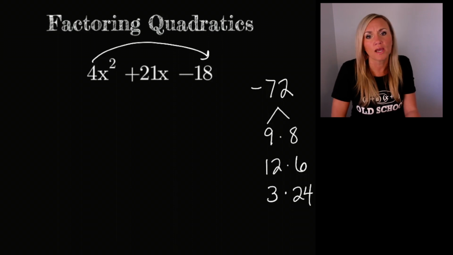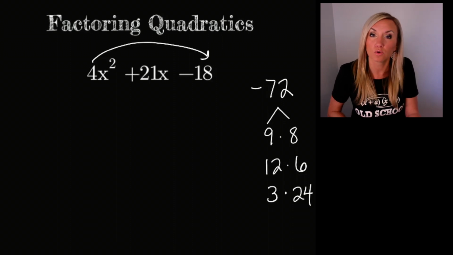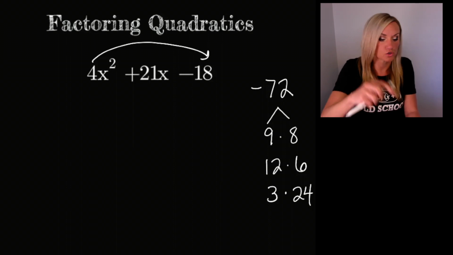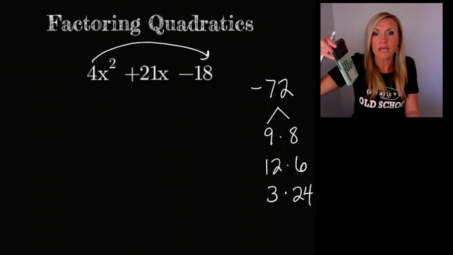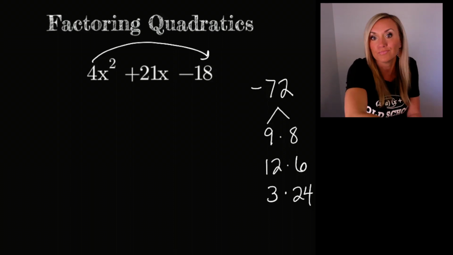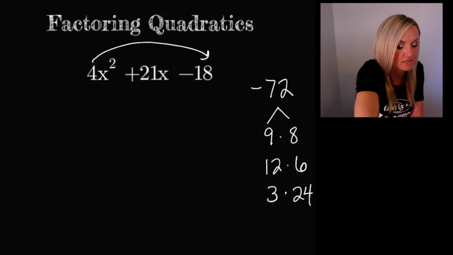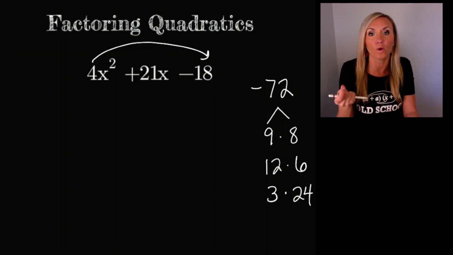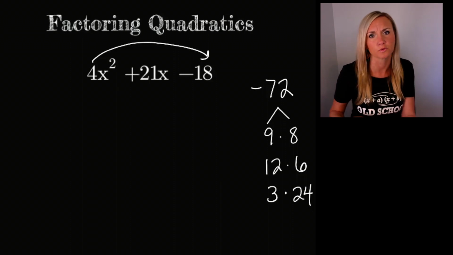Try not to get super discouraged if it takes you a long time to find those two. I always just grab my calculator, right, and just start divide by 2, divide by 3, divide by 4, add the digits and divide. That's a little bit of a lengthy process. You might not get it right away, and that's okay. Just know that that process is supposed to take just a little bit.